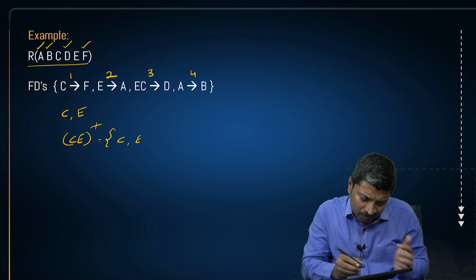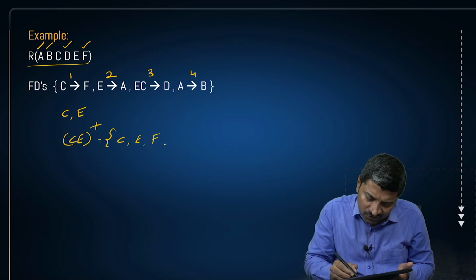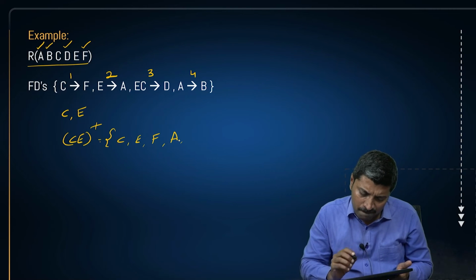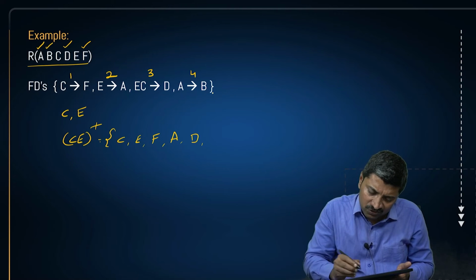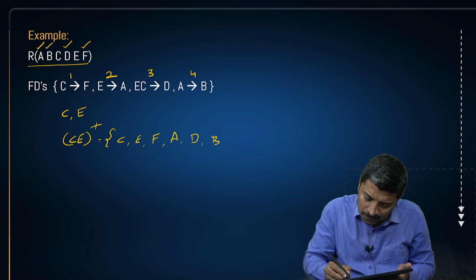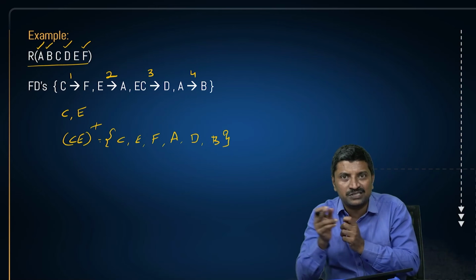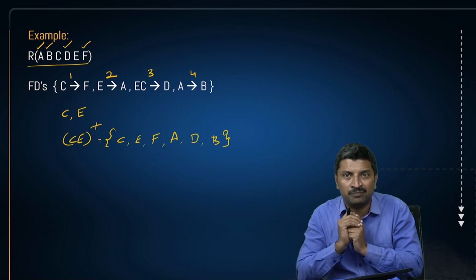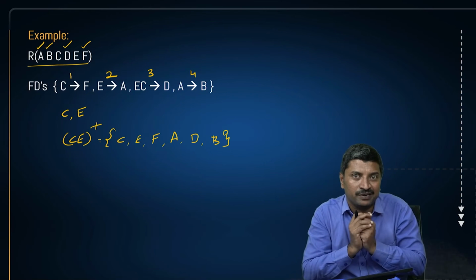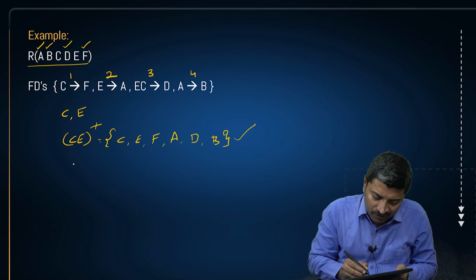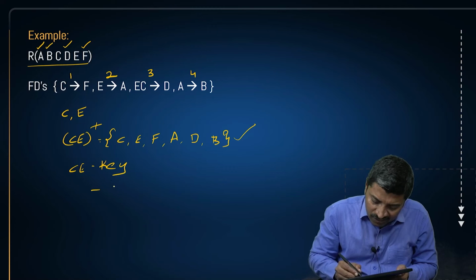Fine. Anything else, sir? C gives F. Fine. Then E gives A. Fine. Then anything else? EC. EC gives D. And A gives B. Here I am having A, so I can write B. Is that clear? So the closure of CE contains all the attributes. That means it is a key. And if I remove C, I cannot find all the attributes because both are compulsory, both are mandatory. So we can say CE is a key as well as our candidate key.